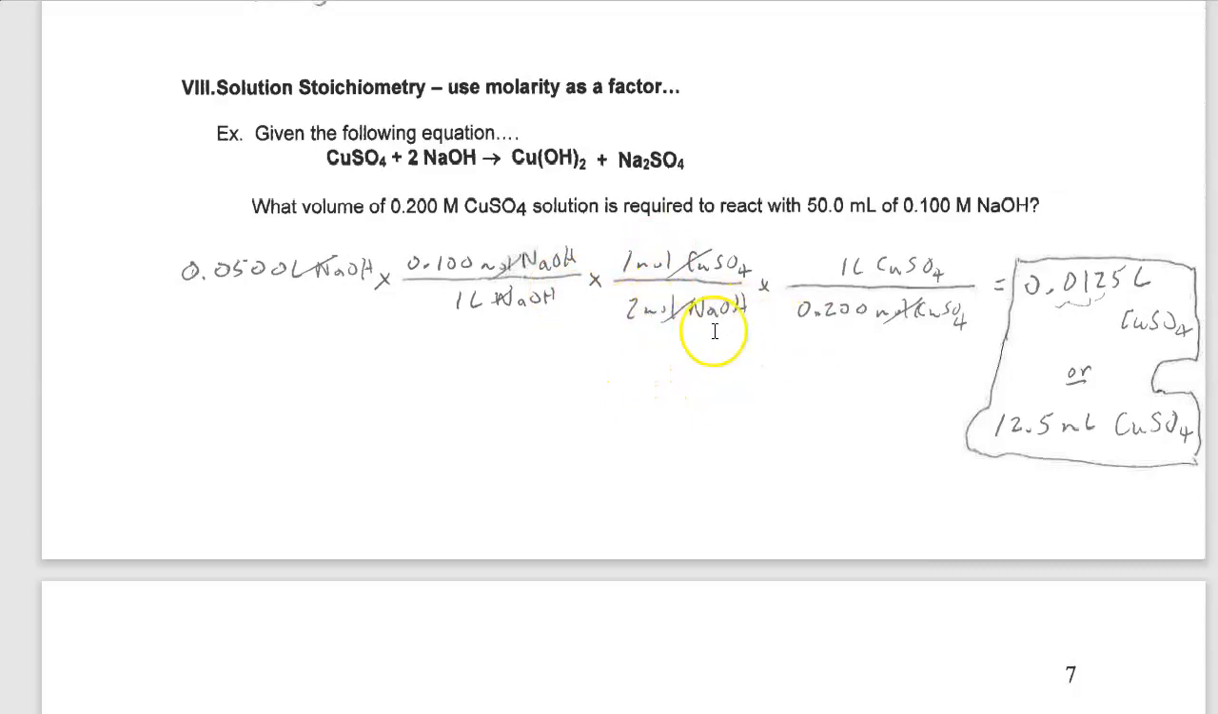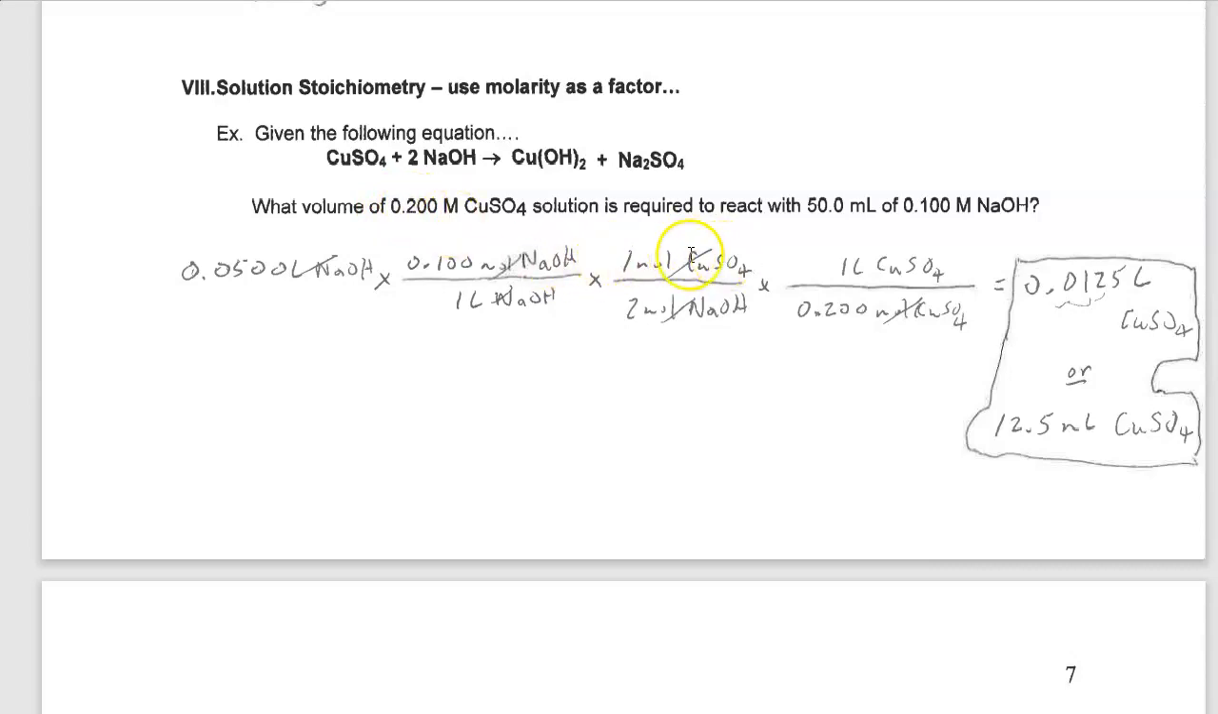Okay, well, what goes on top and what goes on bottom? Well, 2 moles of sodium hydroxide down here on the bottom, 1 mole of copper sulfate up here on the top. Why do I do it that way? So my moles of sodium hydroxide cancel, and I'm left with moles of copper sulfate. But what we were asked for was volume of copper sulfate. In other words, liters of copper sulfate solution.